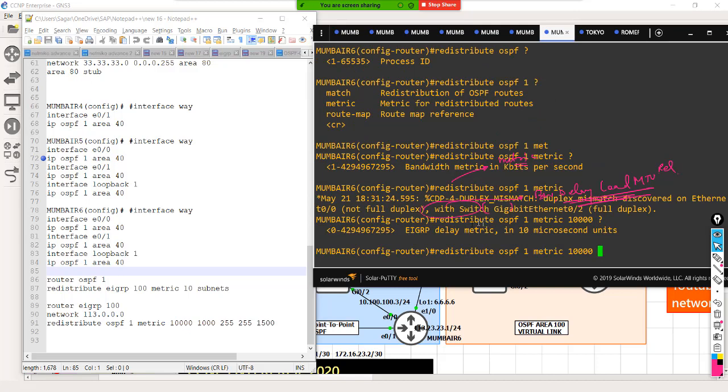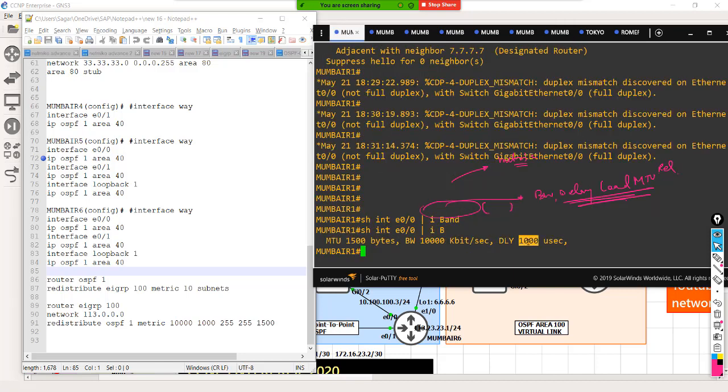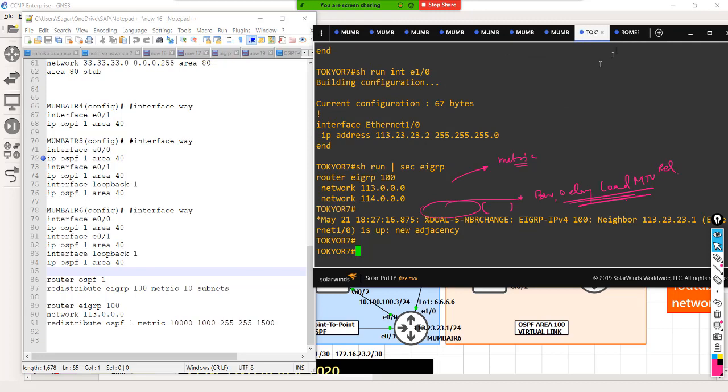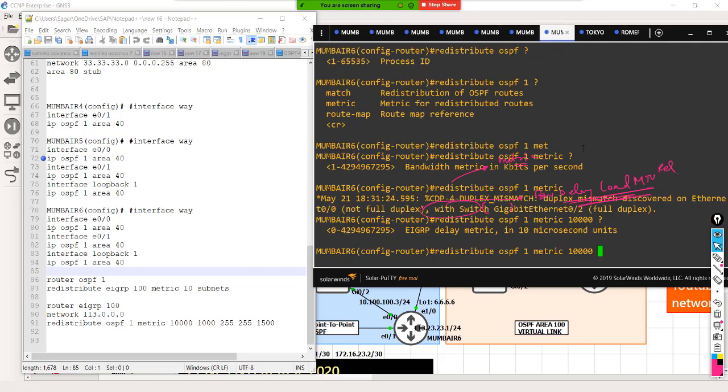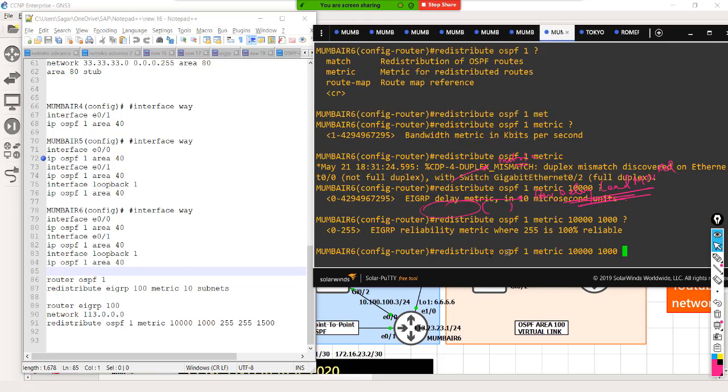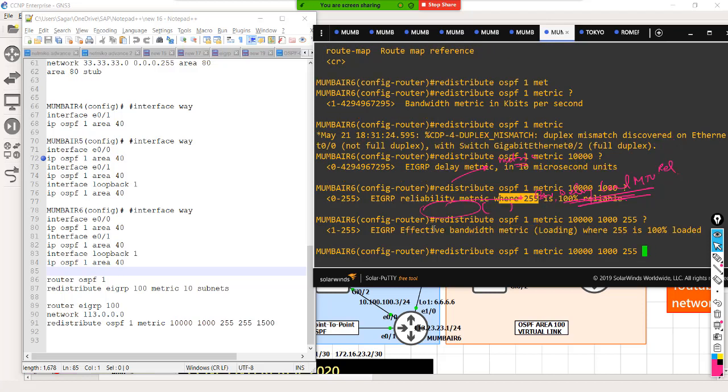What is the next factor that EIGRP makes use of? It makes use of delay. How do I get the delay by default? Delay is also over here, so I can just get that and enter it here. In the next case, it's reliability. If you enter 255, you have 100% reliability, so I'm going to keep the default value. What is the metric, or what is the loading factor?